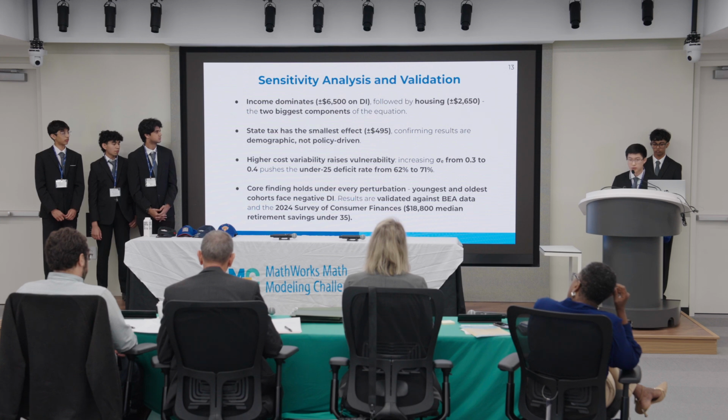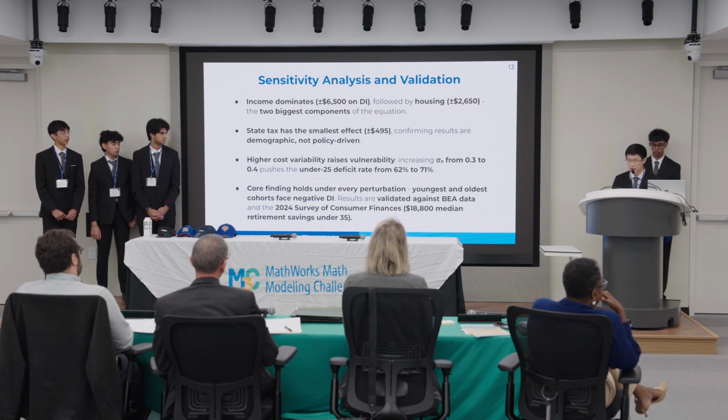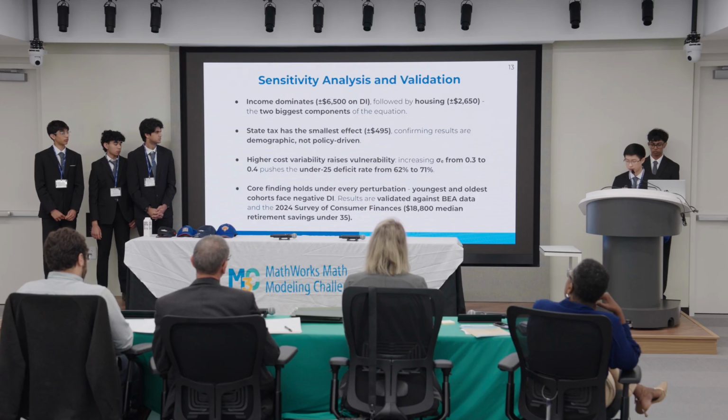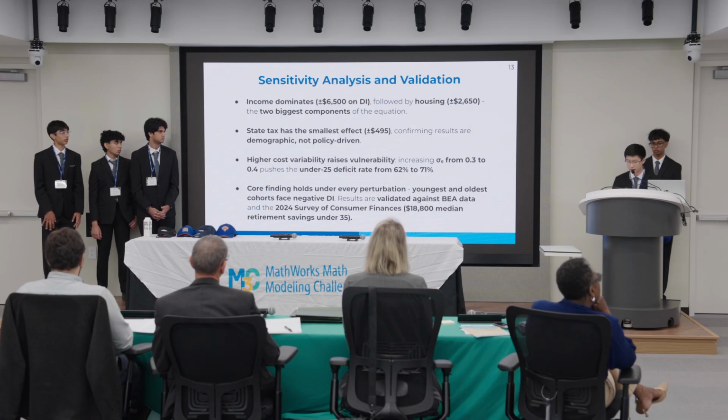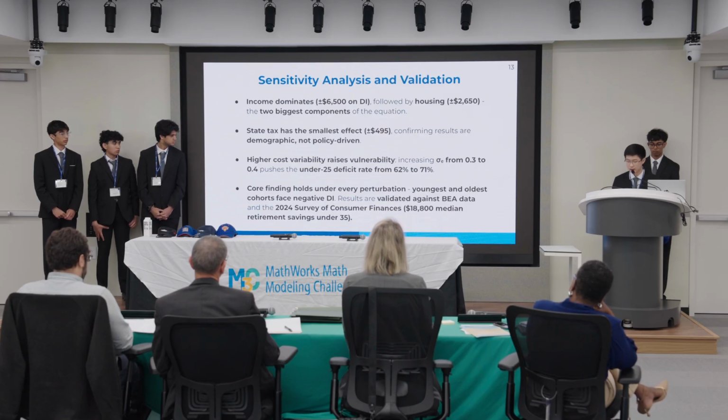A plus or minus 10% change in income shifts disposable income by $6,500 and housing by $2,650. State tax has the least effect at just $495, confirming that this is a demographic phenomenon. And when we increase the expenditure variability parameter from 0.3 to 0.4, the under 25 deficit rate rises from 62% to 71%, meaning that our findings are actually conservative. The core results hold under every perturbation and are validated against BEA data.